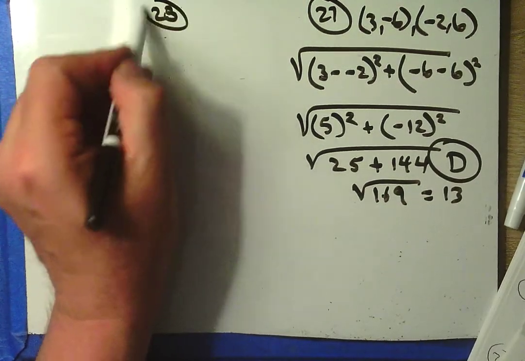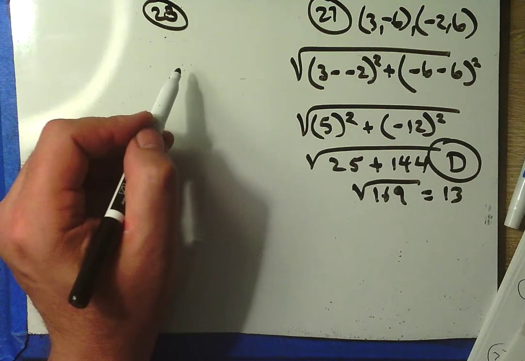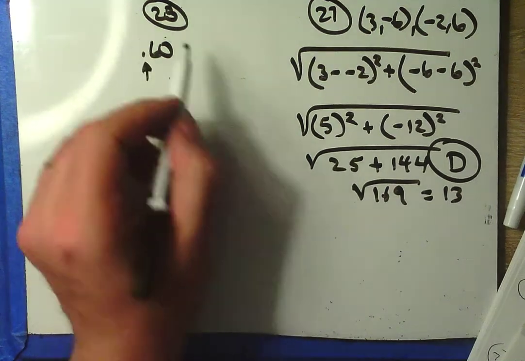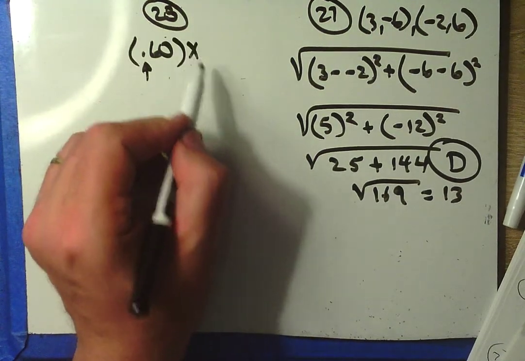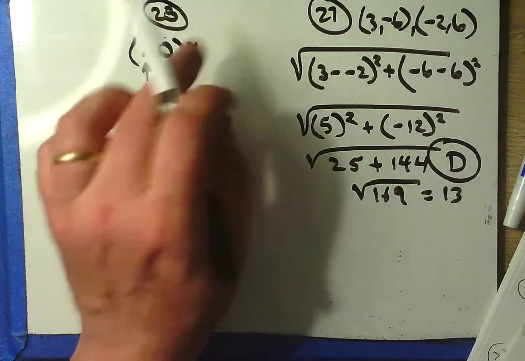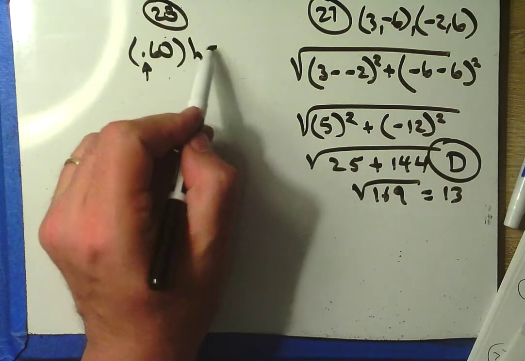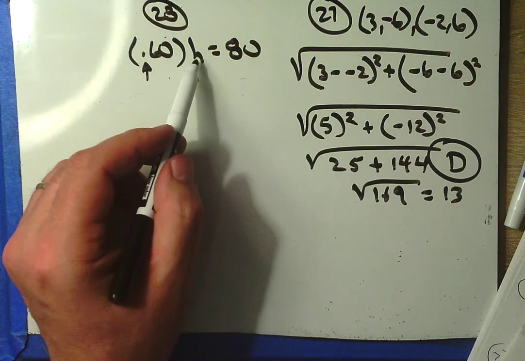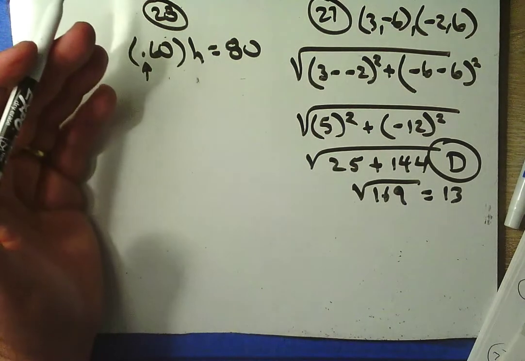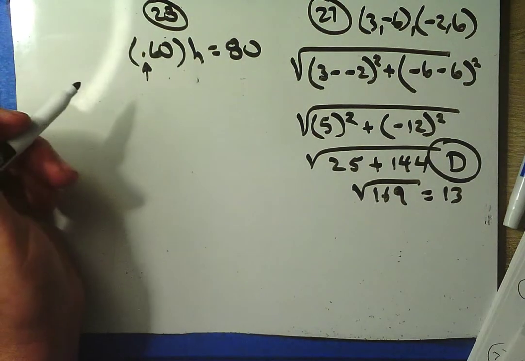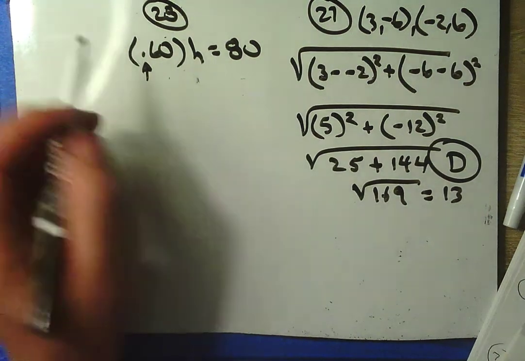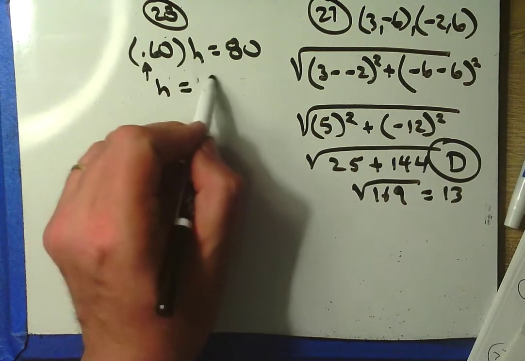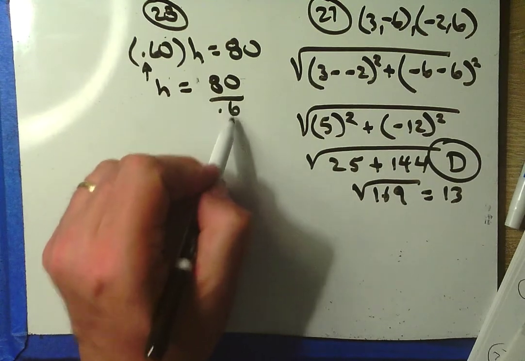How about 28? If 60%, right, you've got to have that decimal there, of times x is h, is 80. Okay, so they want me to solve, what is 30% of h? Well, I'm going to find h first, and then do 30% of h. Okay? So if I divide both sides by 0.6, h equals 80 divided by 0.6.